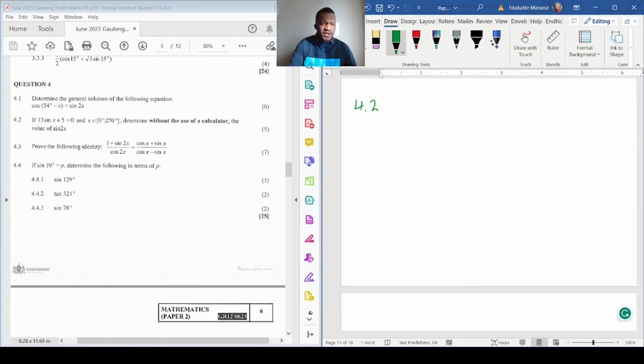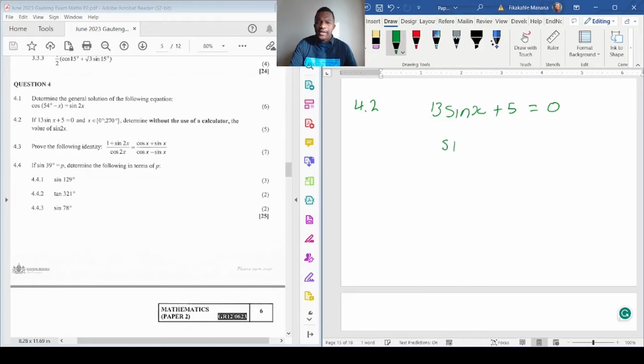If 13 sine x + 5 = 0 and x is an element between 0 and 270, determine without the use of a calculator the value of sine 2x. Okay, so whenever they give you these things like 13 sine x plus 5 equals to 0, that gives you a clue that you should probably complete a triangle. Okay, so we're going to do just that.